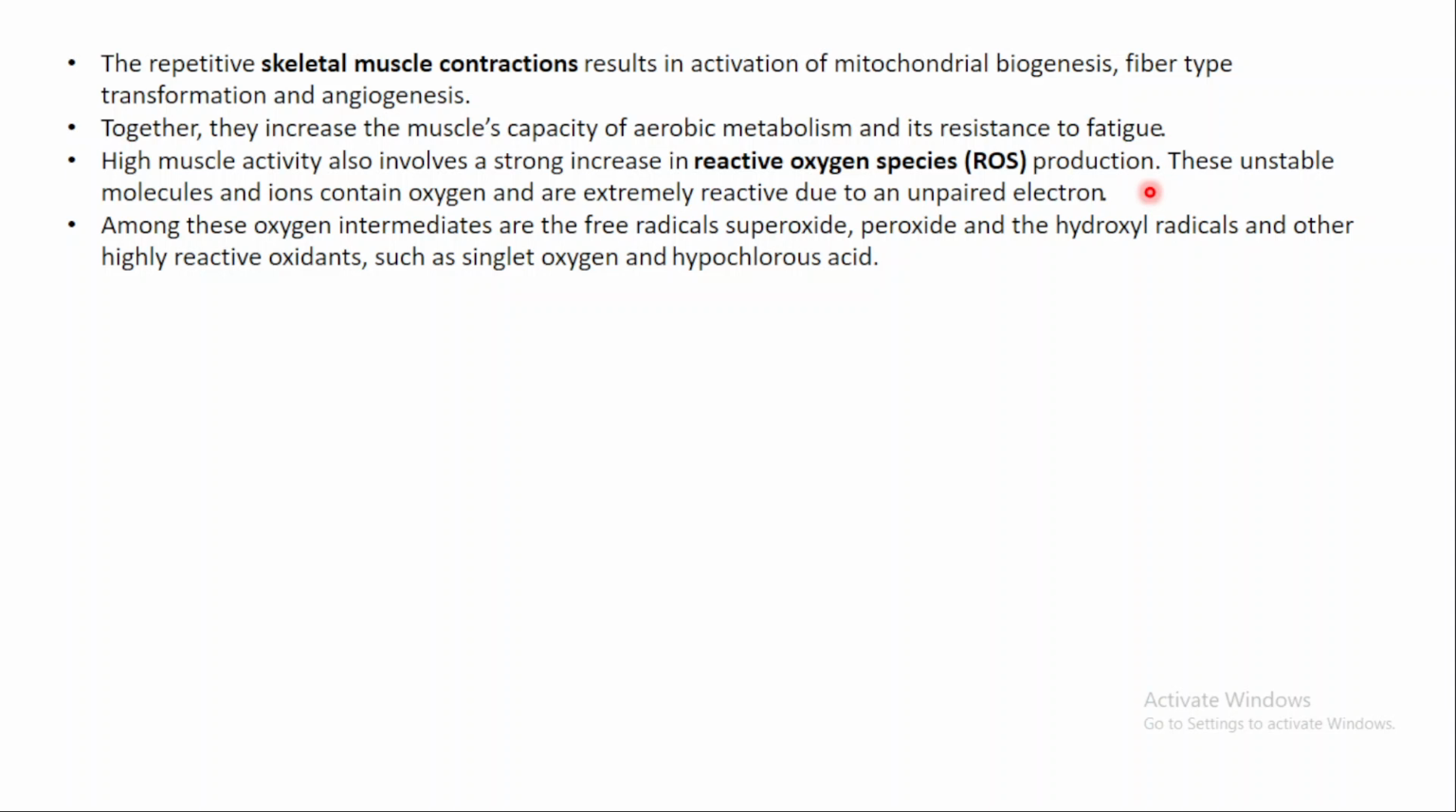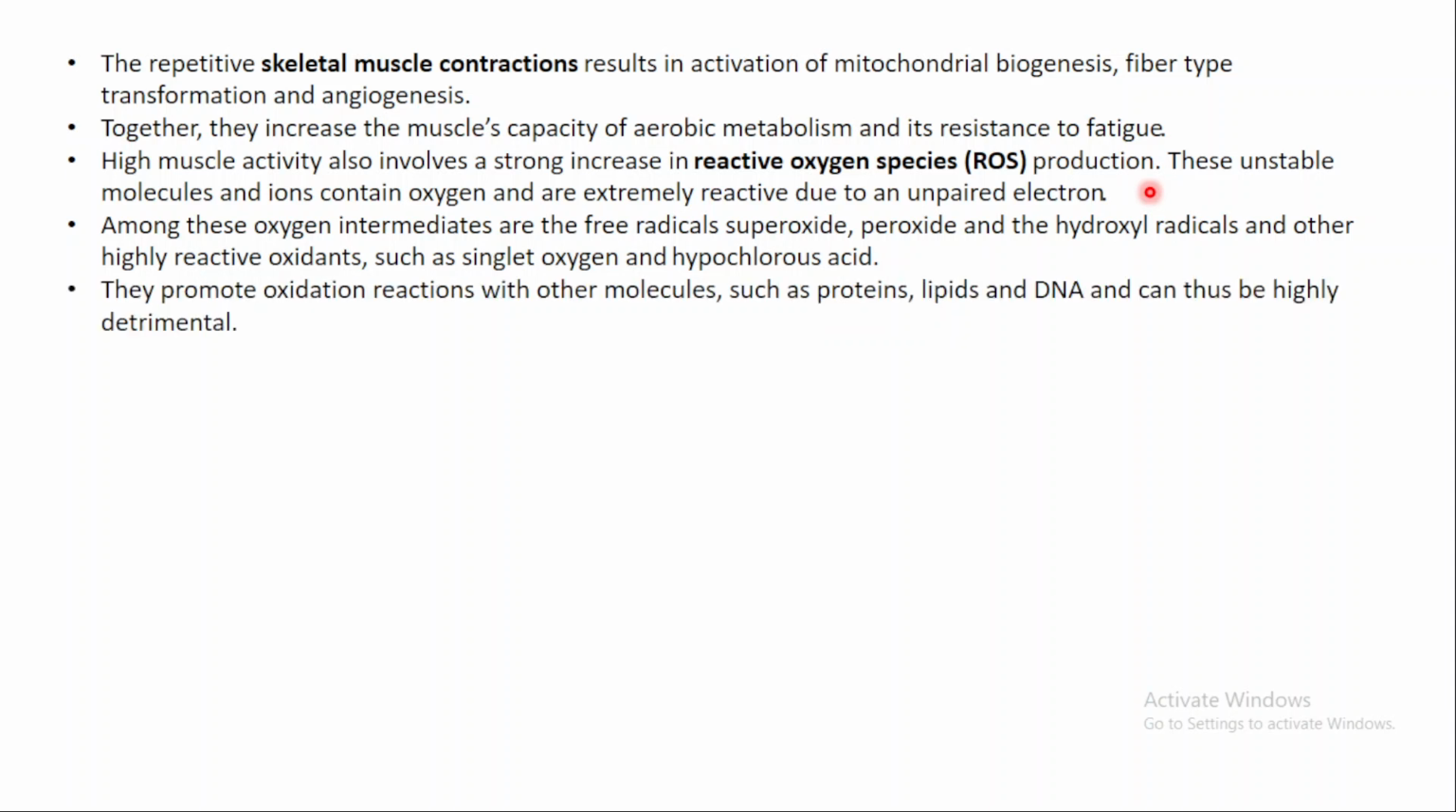Among these oxygen intermediates are the free radicals superoxide, peroxide, hydroxyl radicals, and other highly reactive oxidants such as singlet oxygen and hypochlorous acid. All these examples we encountered are the most important free radical examples: superoxide, peroxide, hydroxyl radical, singlet oxygen. All these are very highly reactive and they can damage the normal homeostatic cellular system. They promote oxidation reactions with other molecules such as proteins, lipids, DNA, and thus can be highly detrimental.